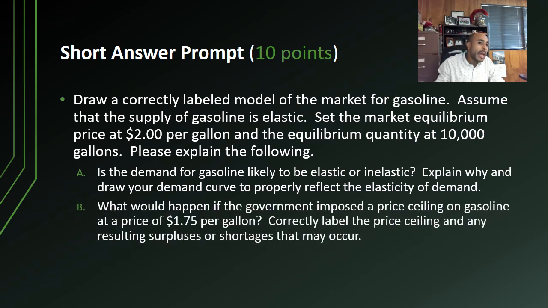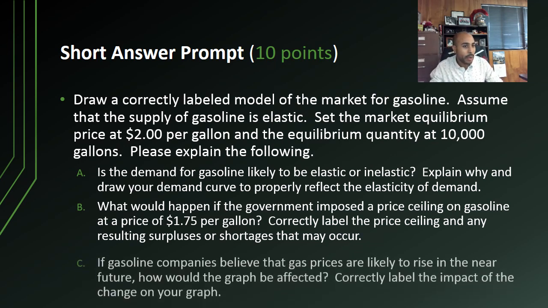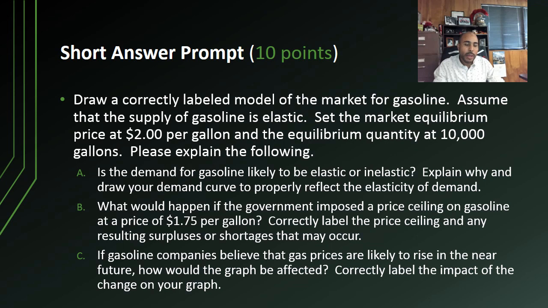Next up, what would happen if the government imposed a price ceiling on gasoline at a price of $1.75 per gallon? Hopefully you've noticed that that's below the equilibrium price. That's where price ceilings are supposed to live, right? Below equilibrium. So make sure that your price ceiling goes below equilibrium. If you put it above equilibrium, you're not doing it correctly. Okay? You're going to correctly label your price ceiling, and you're also going to correctly label any resulting surpluses or shortages that might occur.